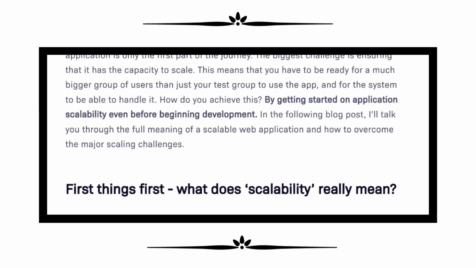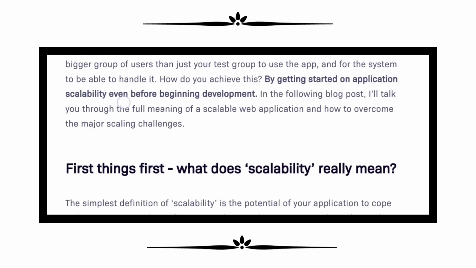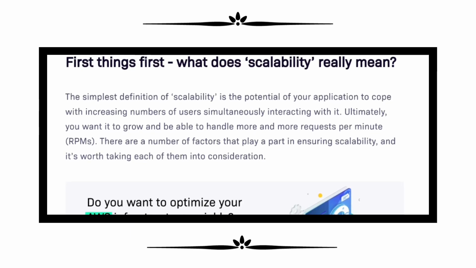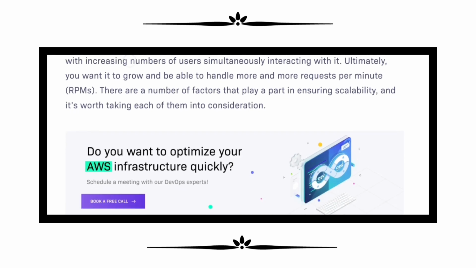In this video I will talk you through the full meaning of a scalable web application and how to overcome the major scaling challenges. First things first, what does scalability really mean? The simplest definition of scalability is the potential of your application to cope with an increasing number of users simultaneously interacting with it. Ultimately, you want it to grow and be able to handle more and more requests per minute. There are a number of factors that play a part in ensuring scalability, and it's worth taking each of them into consideration.